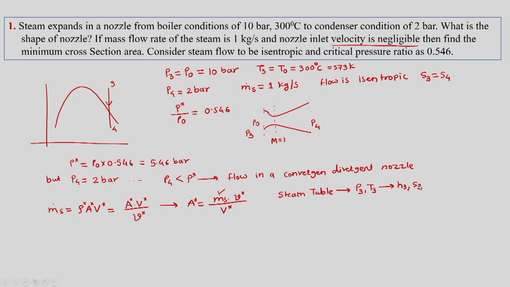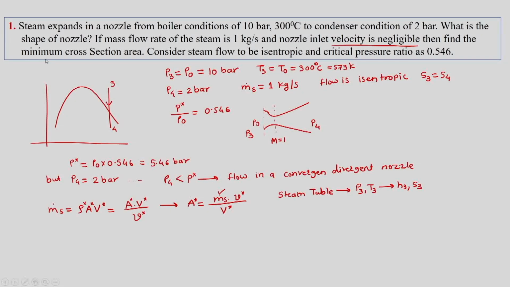So S3 is known to us. So knowing S3, we can do this calculation in two ways. Either we can go to the condition corresponding to 4 and find out the state in which we will have this entropy S3. But instead of that, we can do one more thing. We can go, since by that means we will find out the exit area.